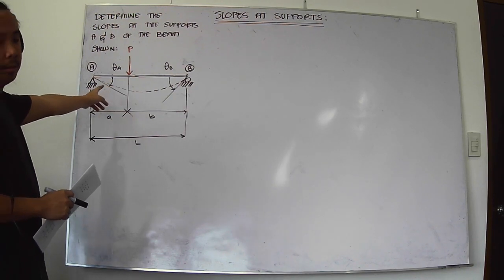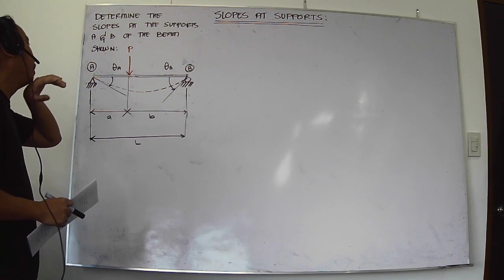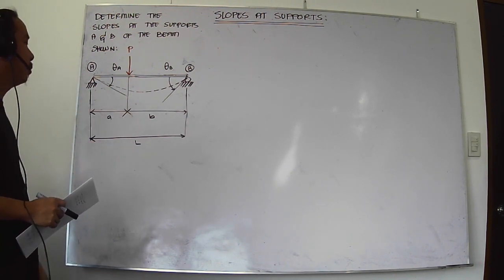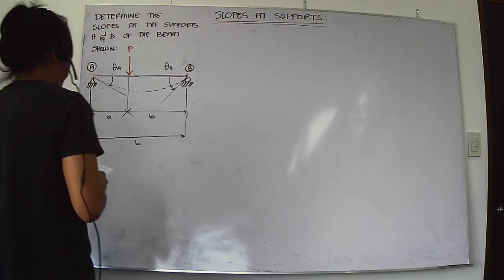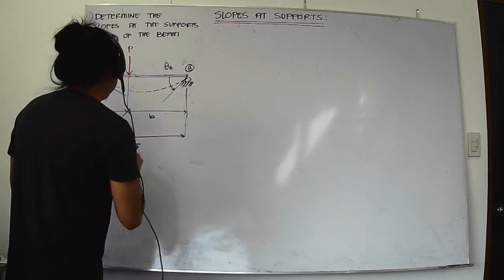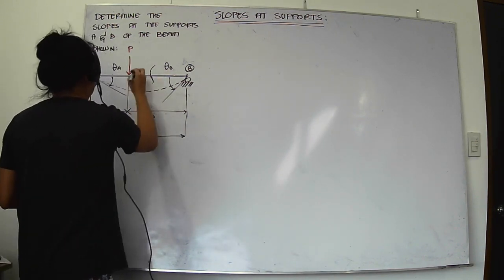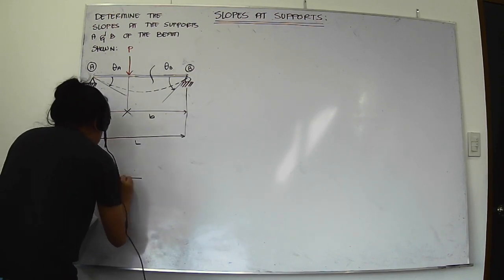in which we have a concentrated load of P located at a distance of A from the leftmost support and B from the rightmost support. Okay, so in this case, I want to use double integration. So I pass through a section here and I will create a cut.